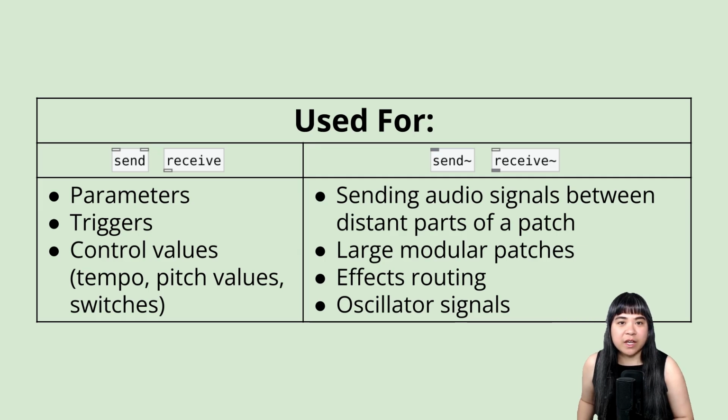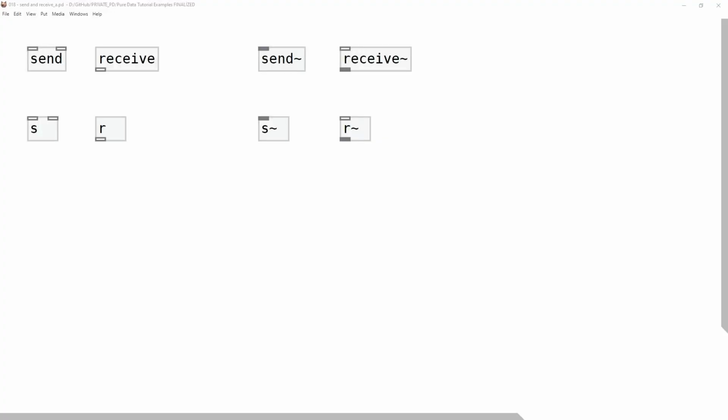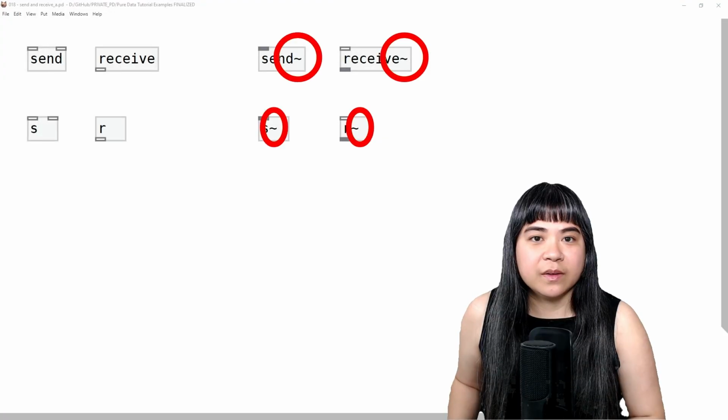Here is another chart table. There are two columns. First column is send and receive. Second column is send tilde and receive tilde. Let's cover the left column: parameters, triggers, control, values, tempo, pitch, value switches. Let's cover the right column: sending audio signals between distant parts of a patch, large module patches, effects, routing, oscillator signals. The tilde symbol is circled in red.